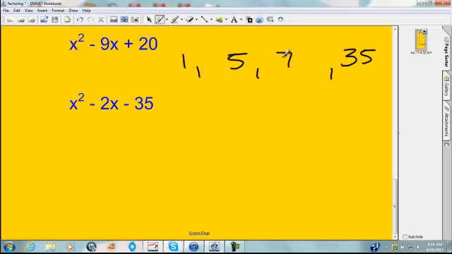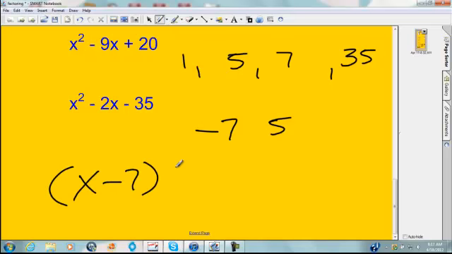So I can do 5 times 7. That'll give me my 35, and then if I mix and match my signs here, I could get a negative 2 out of here. Okay, so I need a negative 35. So that means one has to be positive, one has to be negative, and then when I combine them, I need a negative 2. So I'm going to choose to make my 7 negative and my 5 positive. So x minus 7 and then x plus 5.